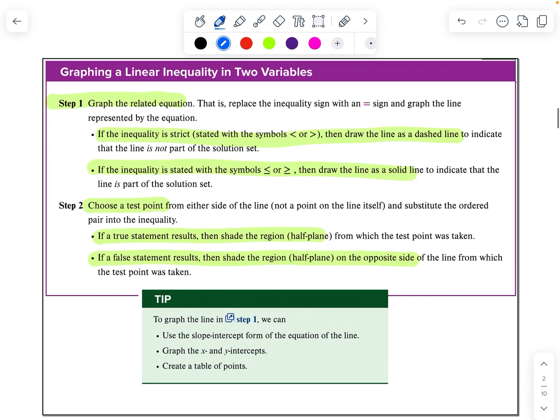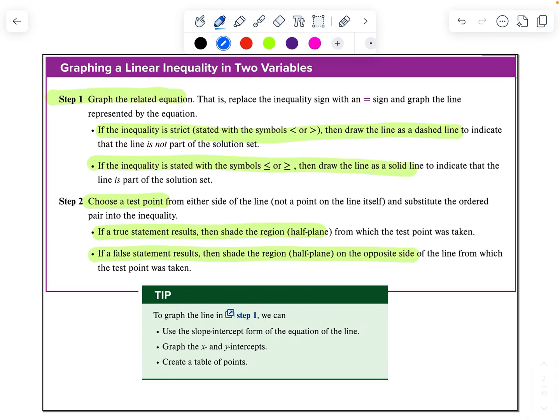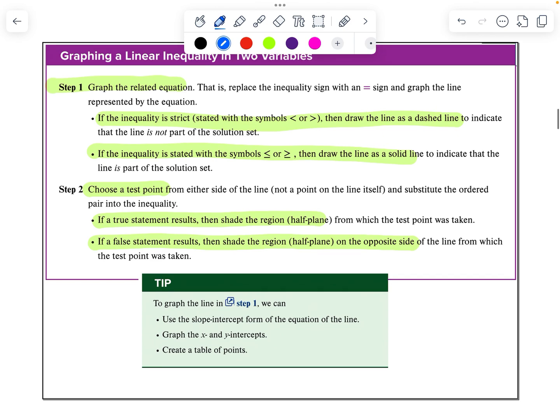So what we're going to do, the steps are, we're going to graph the equation as if it was an equation, right? We're going to think about it as if it was an equation. The only difference is if it's less than or greater than, we're going to draw a dashed line. If it's greater than or equal to or less than or equal to, we're just going to treat it like normal and draw a solid line.